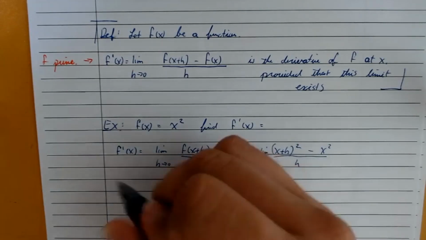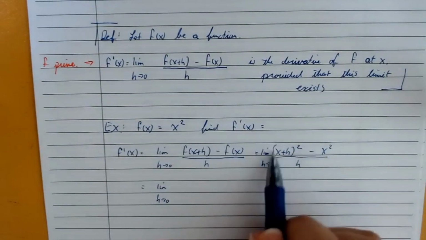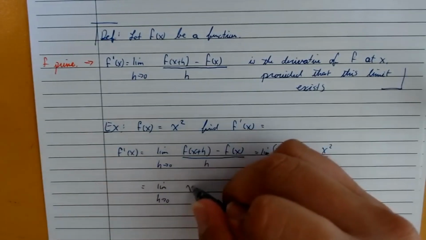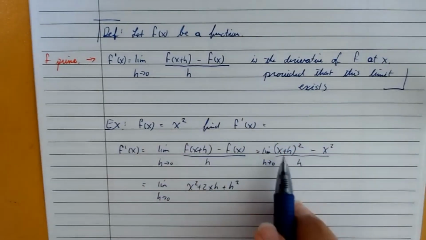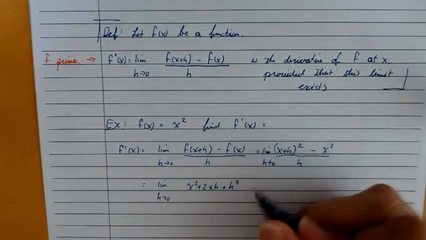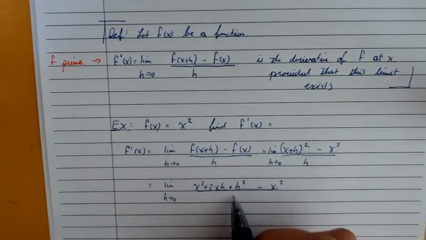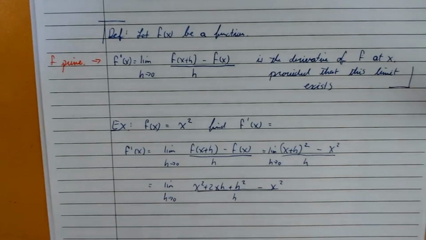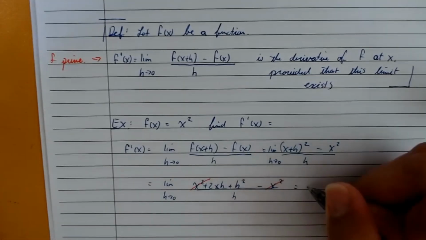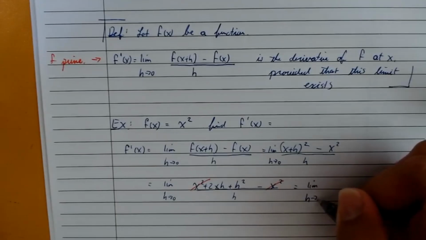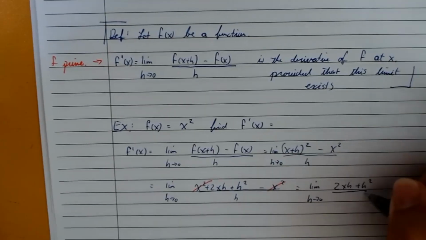Well, let's simplify this expression. That's going to be the limit as h approaches 0 of, we can expand this by squaring everything. That'll give us x squared plus 2xh plus h squared. That's what happens when you multiply x plus h times x plus h. And then don't forget you have minus x squared right there over h. Note that these two terms subtract to give you 0, x squared minus x squared. So this is the limit as h approaches 0 of 2xh plus h squared over h.